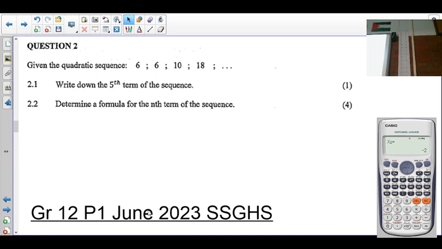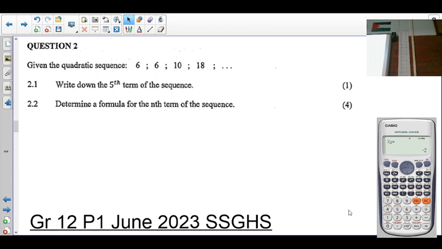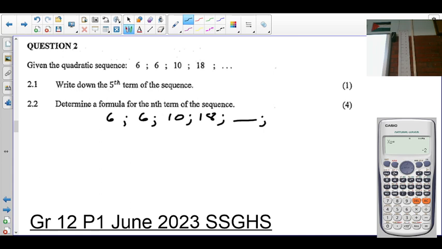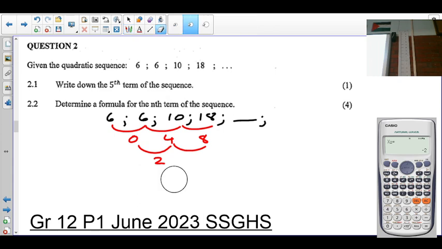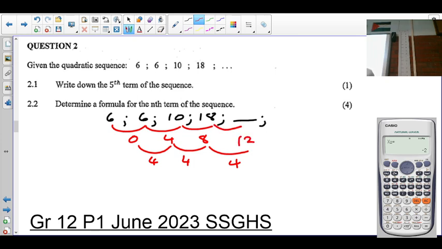In question 2, now we're moving on to our number patterns, or sequence and series. Given the quadratic sequence 6, 6, 10, 18. So how do I move from one term to the next? I'm adding 0, then 4, then 8. So how much are we adding there? 4 and 4. So again I must add 4. So 8 plus 4 is of course 12. 18 plus 12 is 30. So T5 is 30.